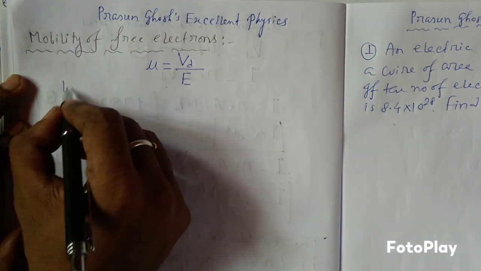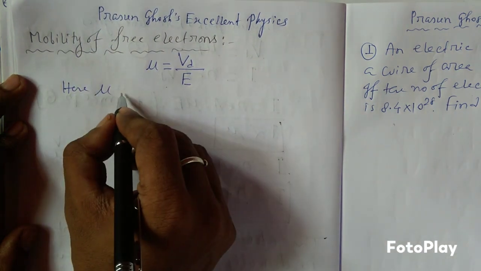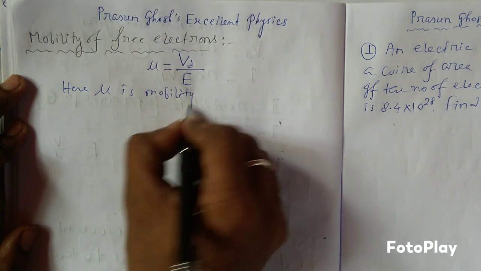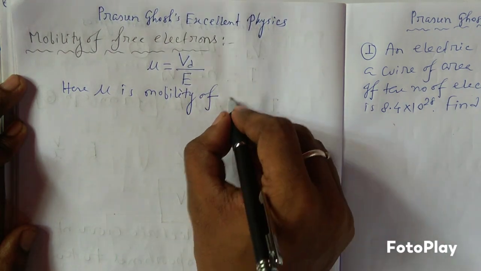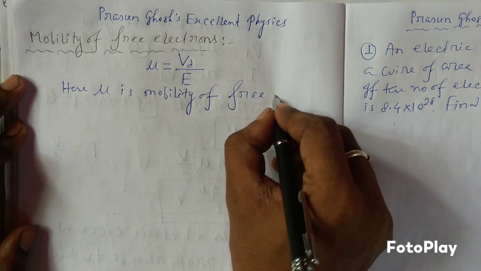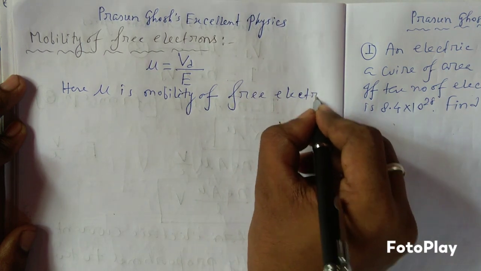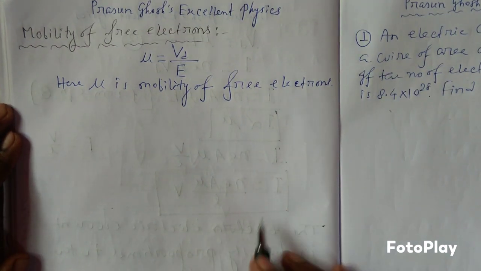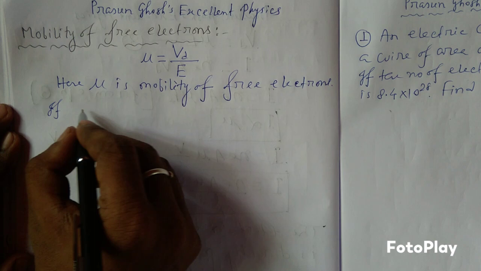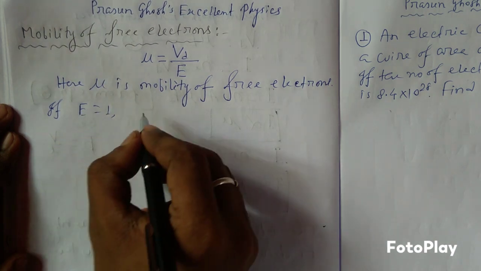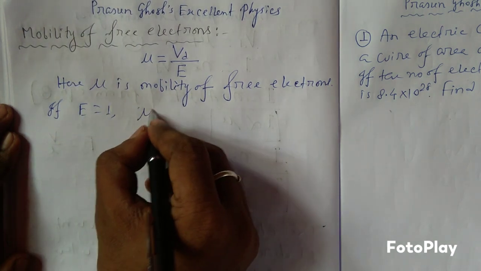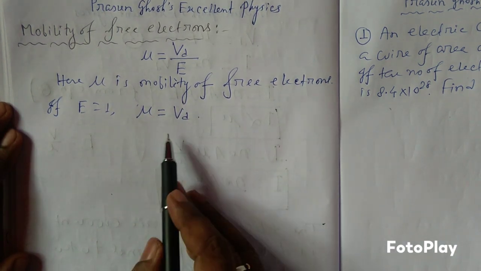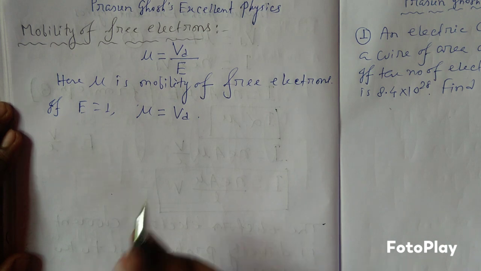Here mu is the mobility of free electrons. So if E is equal to 1, then we get mu equal to Vd. So mobility is equal to Vd when E is 1.